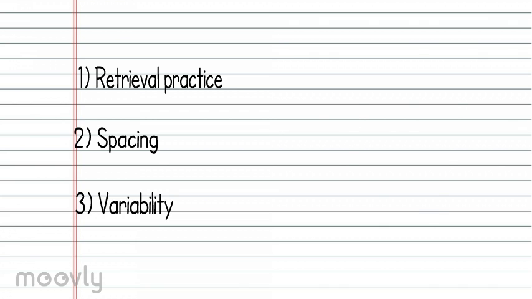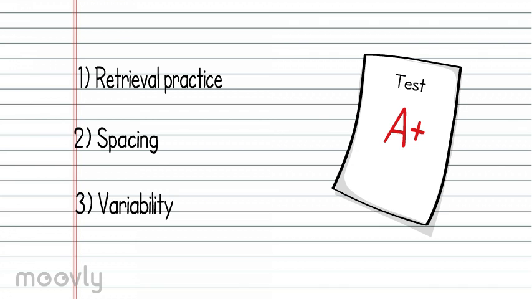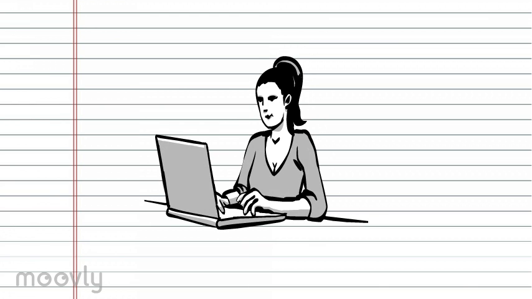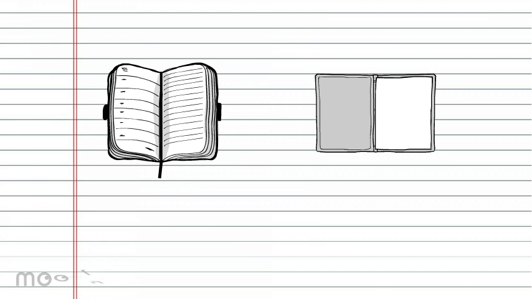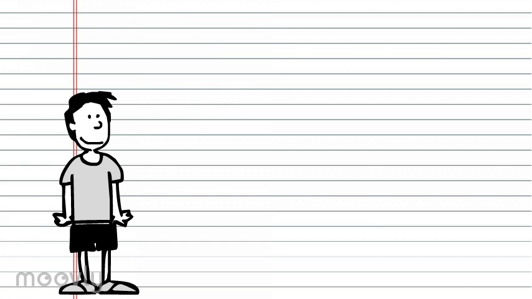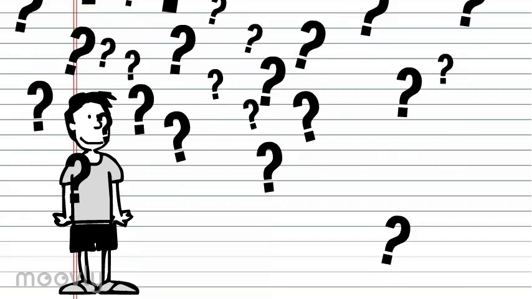These techniques can help you get from this to this. First, retrieval. "But I reread my notes over and over." Sally's first mistake was to simply look over the material. Learning works best when you practice retrieving the information. Retrieving the information involves attempting to remember the information without the use of notes.